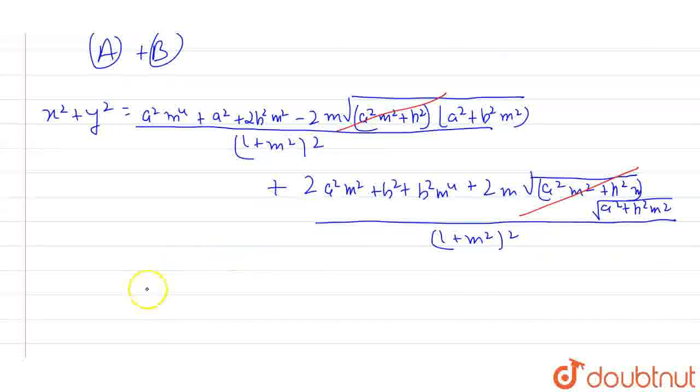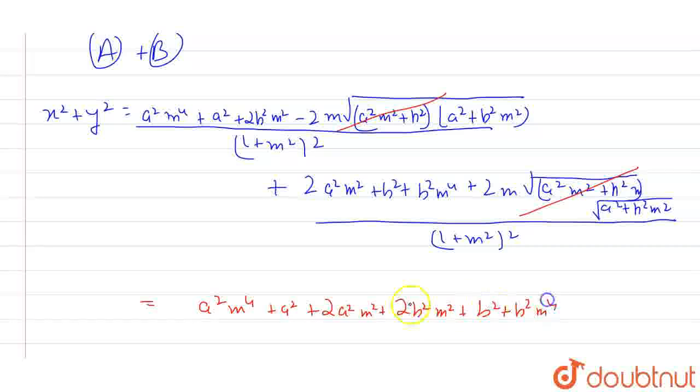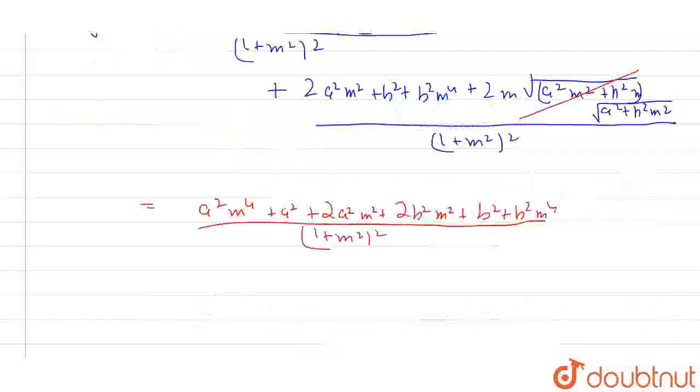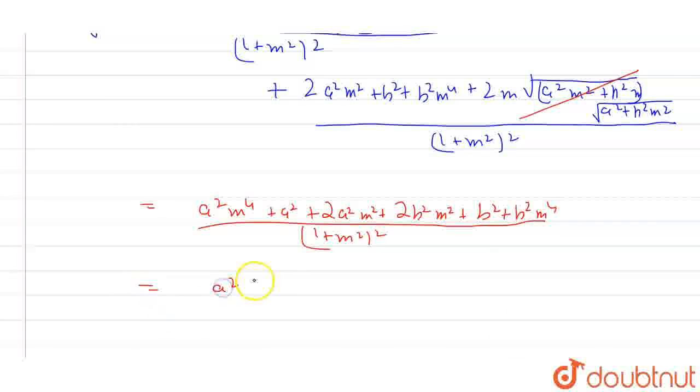So what are we left with? Now we are left with a square m to the power 4. Okay, I'll write it again. a square m to the power 4 plus twice of a square m square plus twice of b square m square plus b square m to the power 4. And the denominator, let's not open it, let it remain the same for now, 1 plus m square whole square. Now this will become, taking a square common, a square times m to the power 4 plus 2 m square plus 1.